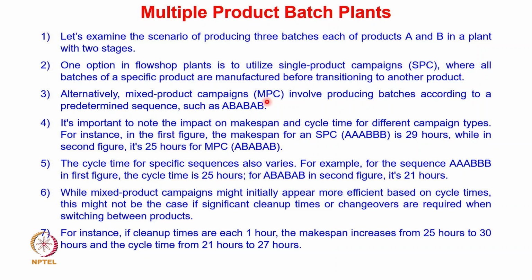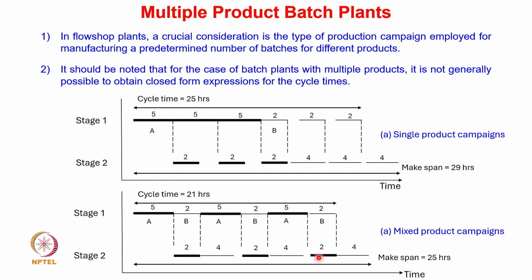For instance, in this mixed product campaign, you can see that after product A, product B is produced in stage 1. So clearly we require cleaning of stage 1. Similarly, cleaning of stage 2 is also required, and if a significant cleaning or changeover time is involved, then we have to add those changeover or cleaning times here. If you take, let's say, a changeover or cleaning time of 1 hour here, you can see that the cycle time increases from 21 to 26 hours, whereas the max span increases from 25 to 30 hours. So it is not necessary that the mixed product campaign will always give you better efficiency. It may not.